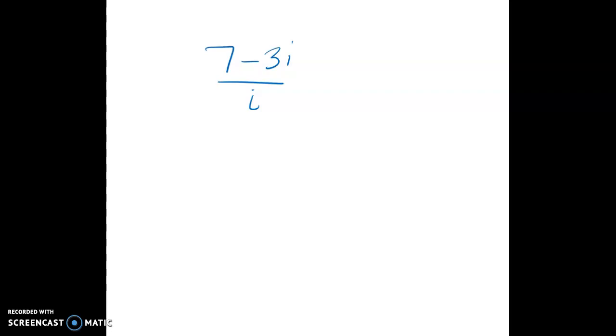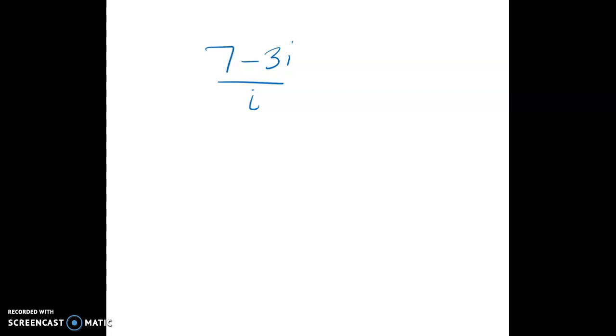So this problem comes from lesson 2.4 in our book. And the problem says write the quotient in standard form. So here we have a quotient. There's a division here. And take a look in 2.4 at example 4, writing a quotient in standard form. So when you are asked to write a quotient in standard form, you need to multiply the numerator and denominator by the complex conjugate of the denominator.